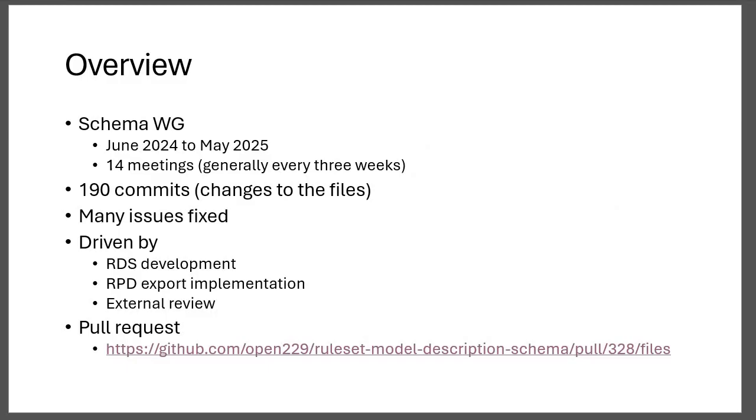As an overview, the Schema working group has met 14 times between the first public review and May. We've made a huge number of changes to different files. We have fixed a large number of issues that were posted by different people, including the RDS development team and also people who are trying to write export implementations for RPD. The pull request for this is listed there, and I'm going to show you a little bit.